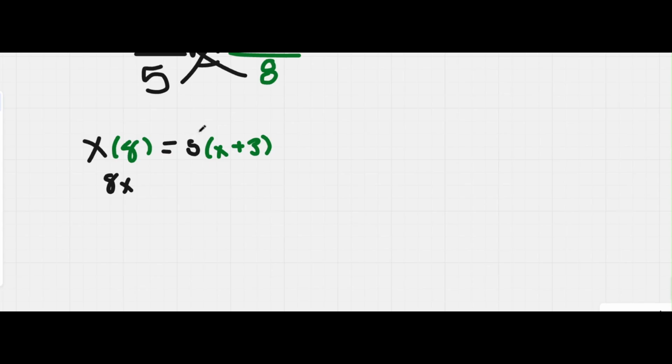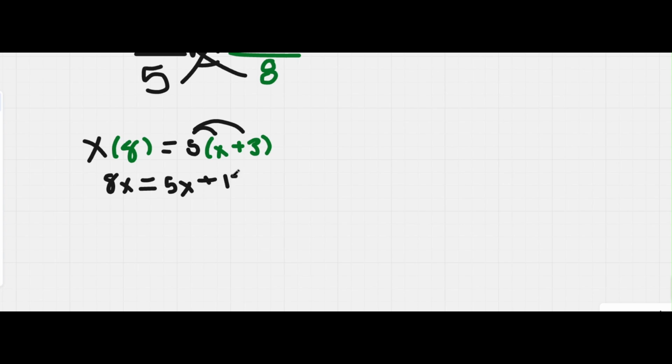And 5 times x plus 3, we use a distributive property. 5 times x equals 5x. And 5 times 3 is equal to positive 15. So we're going to do plus 15.